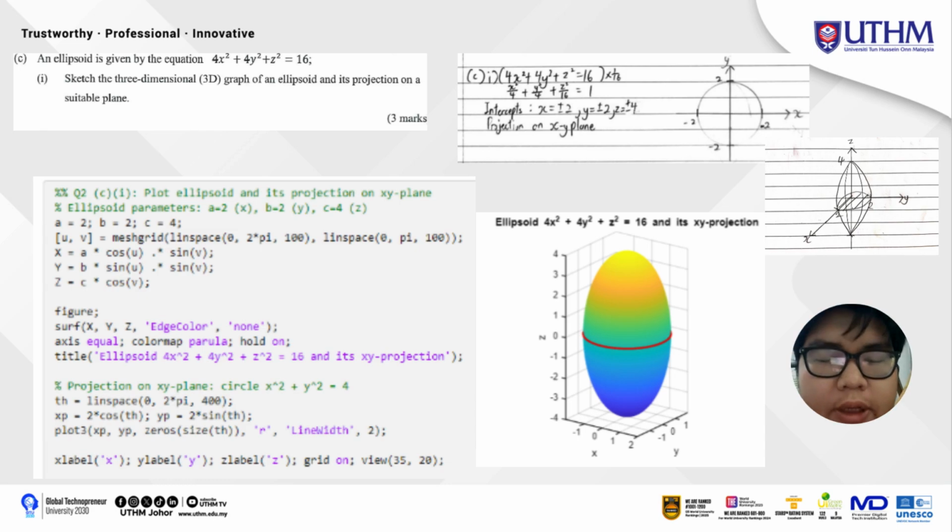Now the next part is the verification with the MATLAB code. After running the code, we can see that the right side shows the output of the MATLAB code. We can see that it is the ellipsoid, and the circle is the projection on the xy plane.